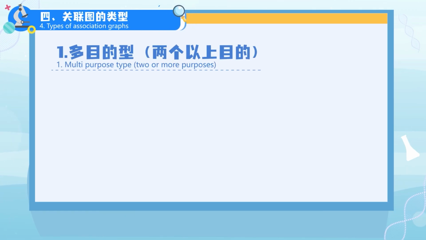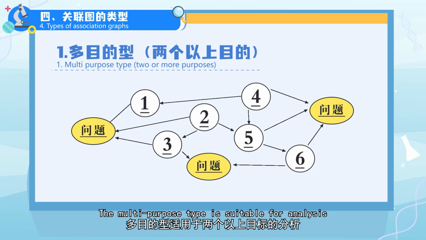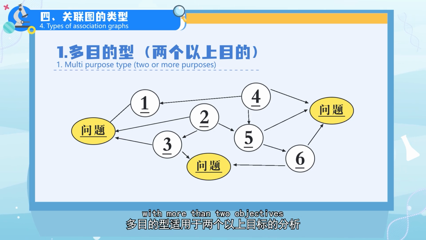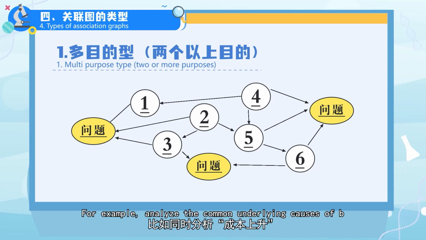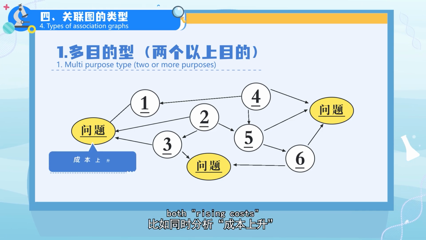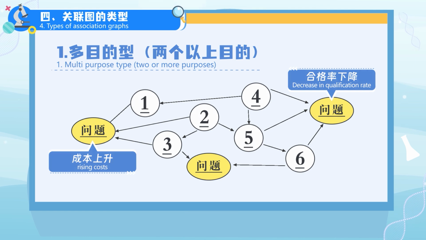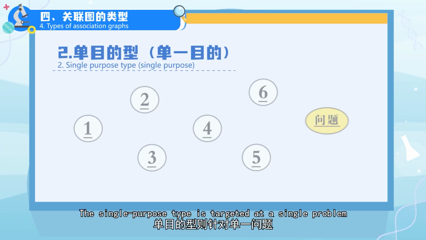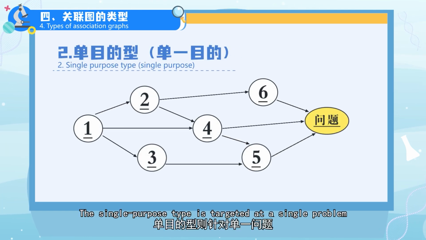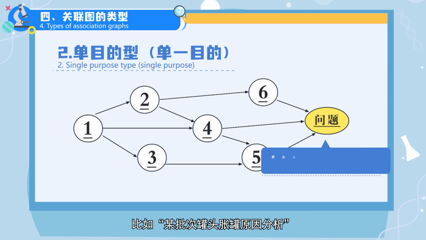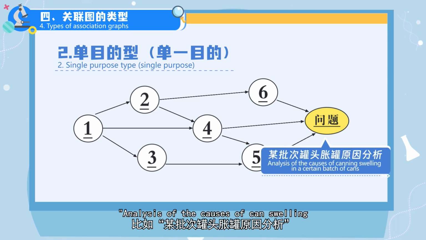What types of association diagrams are there? From the perspective of purpose. The multi-purpose type is suitable for analysis with more than two objectives. For example, analyze the common underlying causes of both rising costs and decreasing pass rates simultaneously. The single-purpose type is targeted at a single problem. For example, analysis of the causes of can swelling in a certain batch of cans.